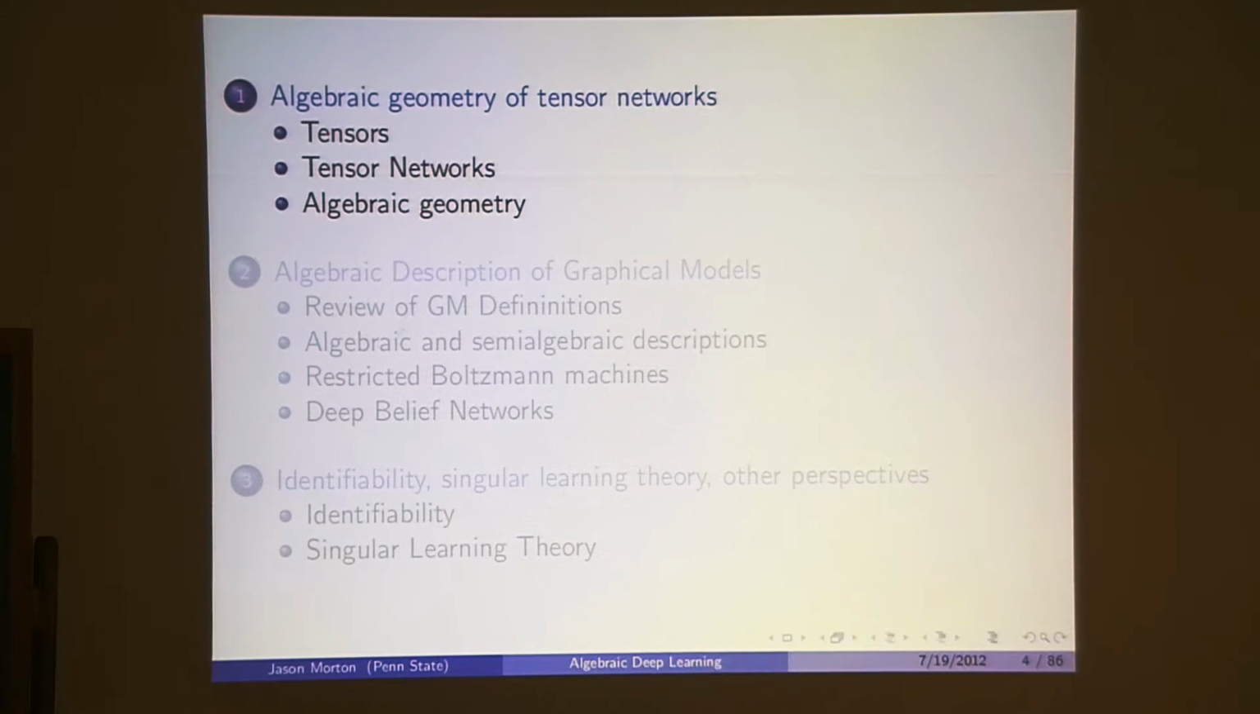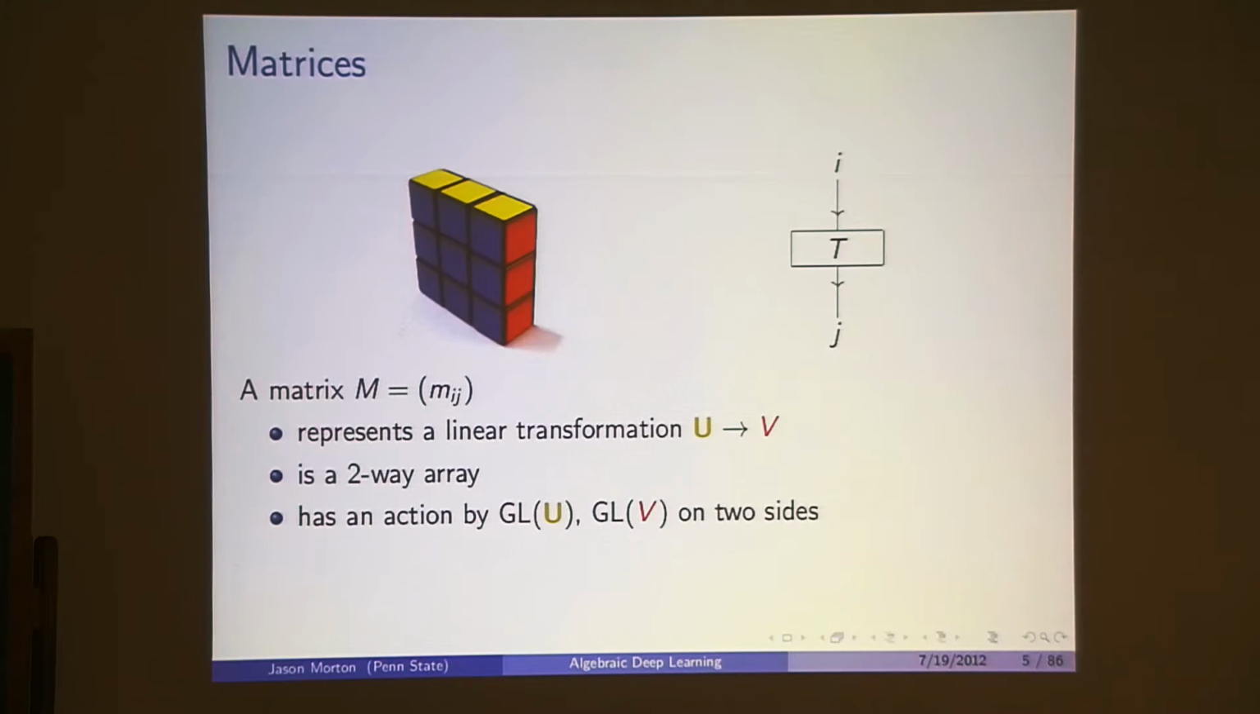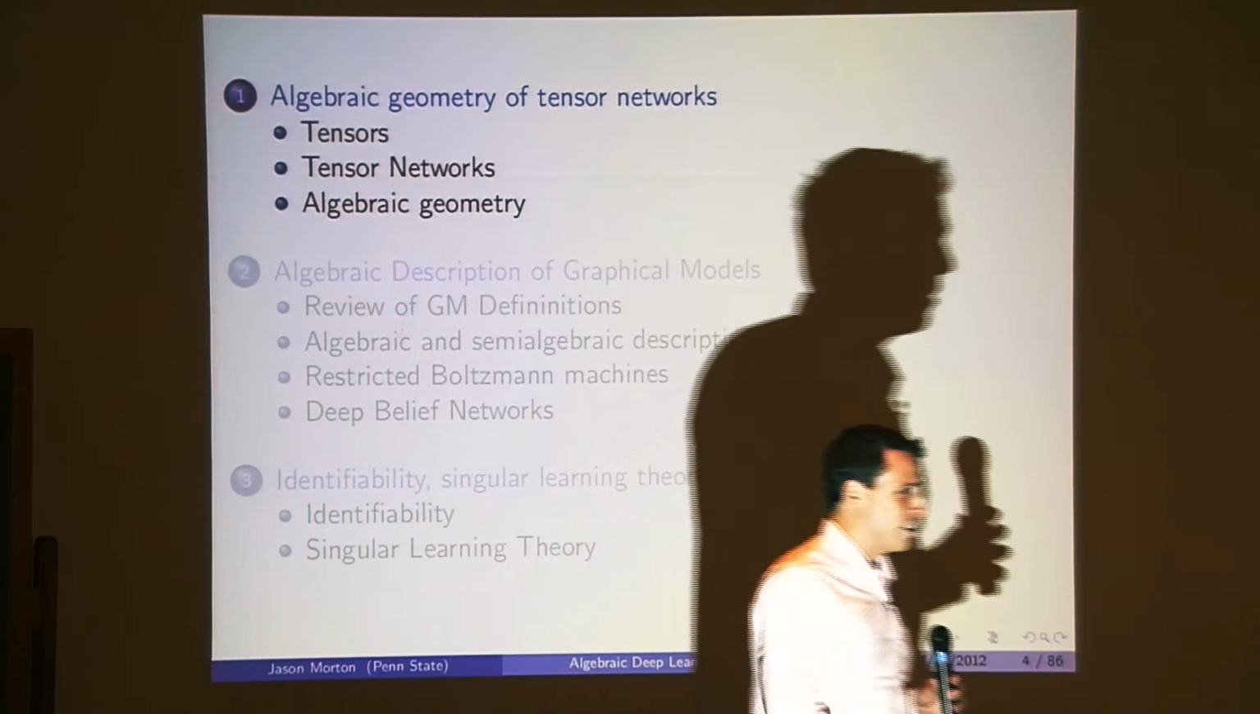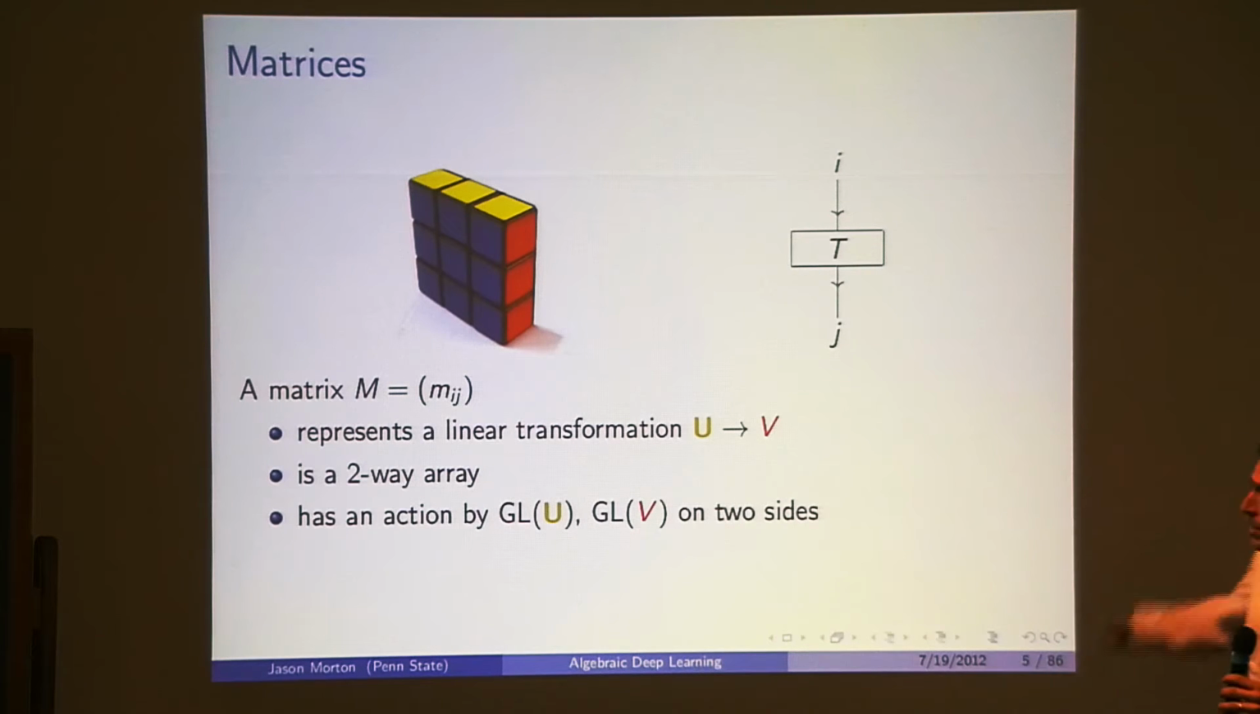So today, algebraic geometry of tensor networks. So how does a mathematician think about these objects? So first we do tensors. So it's algebraic geometry of tensor networks. First tensors. So even before tensors, matrices.